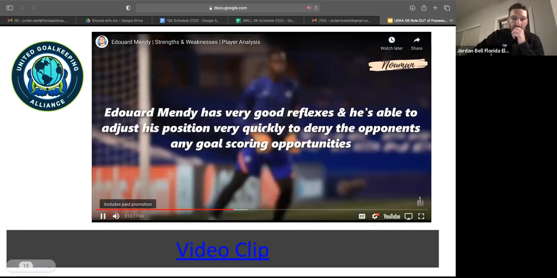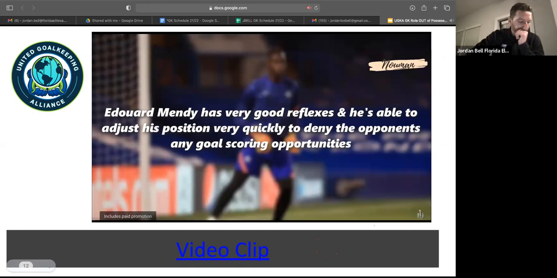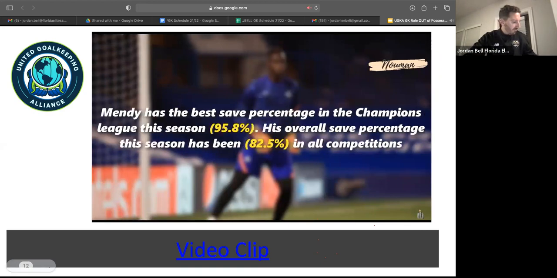Edouard Mendy has very good reflexes, and he is able to adjust his position very quickly to deny the opponents any goal-scoring opportunities. Mendy has the best save percentage in the Champions League this season, 95.8%. Mendy's overall save percentage this season has been 82.5% in all competitions.